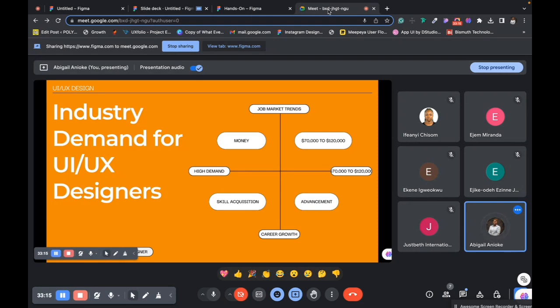Fetch your money. So from the chart I have, one is career growth. You're actually growing. There's advancement. There's skill acquisition. You have a skill that you can comfortably do from the comfort of your home.